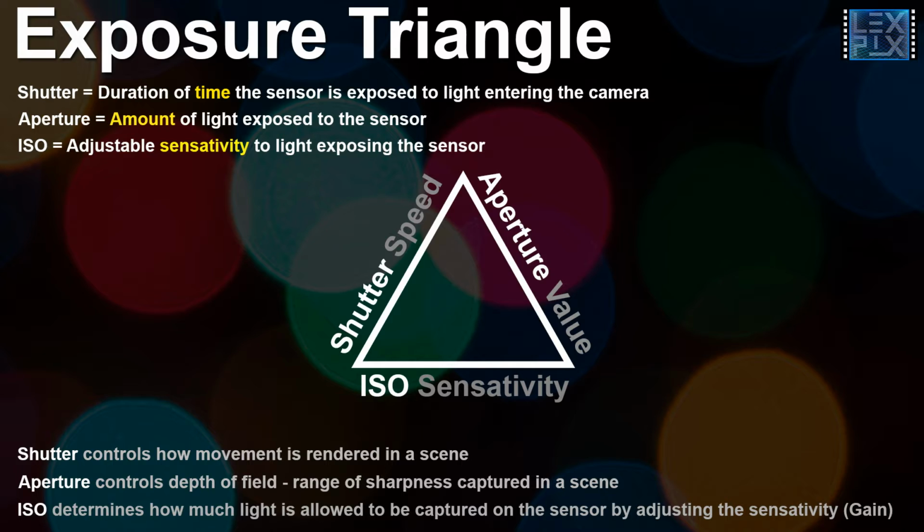So basically shutter controls how much movement is rendered in a scene. You either blur it or you freeze it. Aperture controls the actual amount of light, which controls the depth of field, which is basically the range of sharpness from near to far, within your focal range, captured in a scene. And then your ISO determines how much light is allowed to be captured by the sensor by adjusting the ISO sensitivity, or the gain, per se.